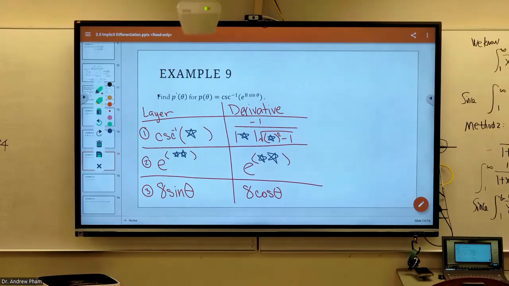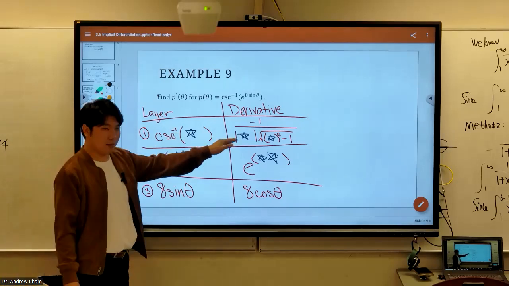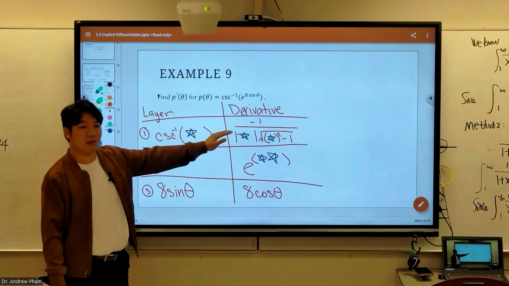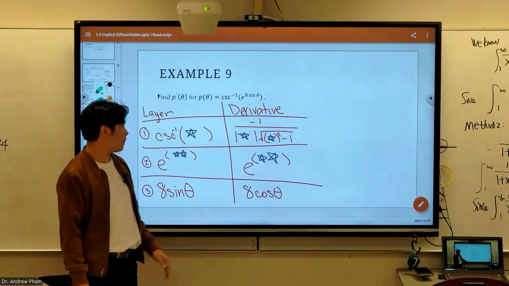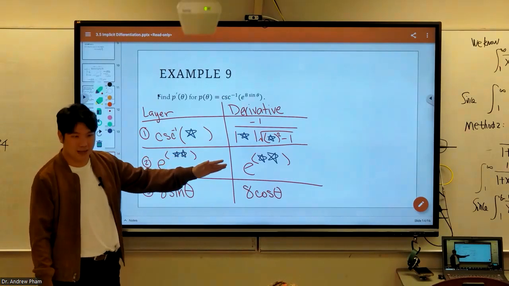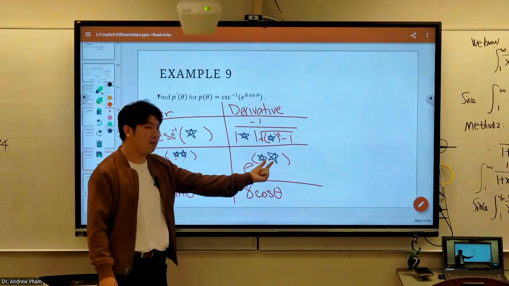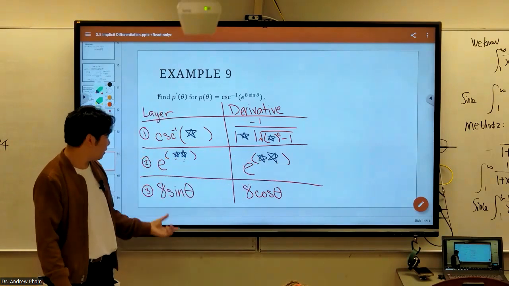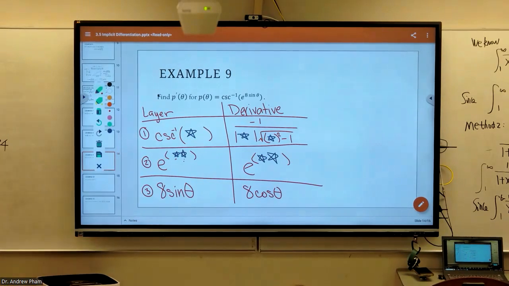So after listing these layers, I can go ahead and take the derivative of each layer. I know that the derivative of cosecant inverse of whatever is equal to -1 divided by the absolute value of that item times the square root of that item squared minus 1. Notice here that I just put a single star each time, whatever was in here, that's also going into this inner layer. Same thing for here, e to whatever power. We know the derivative of e to a power is still e to that power. And I'm filling in the exact same stuff on each row. And then derivative of sine, we know that to be cosine.